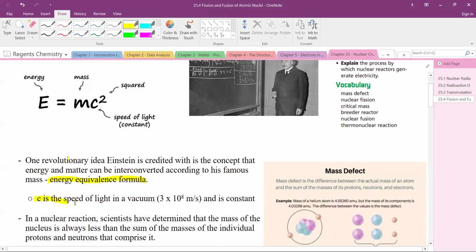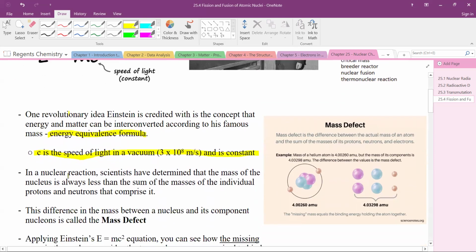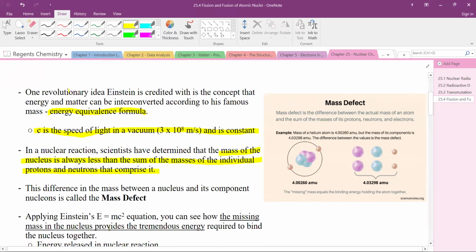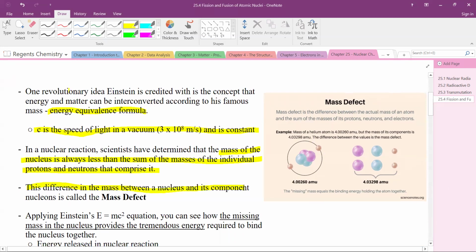And just so we know, c is the speed of light in a vacuum, and it is 3 times 10 to the 8 meters per second. It is constant. So in a nuclear reaction, scientists have determined that the mass of the nucleus is always less than the sum of the masses of the individual protons and neutrons that comprise it. So if I take a look over here, this is what's called the mass defect.